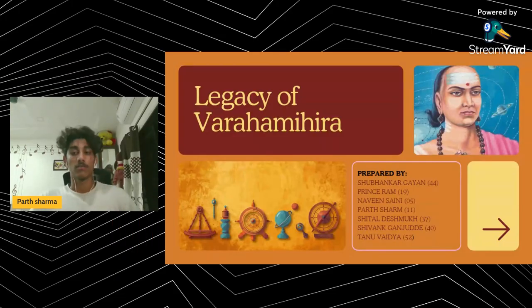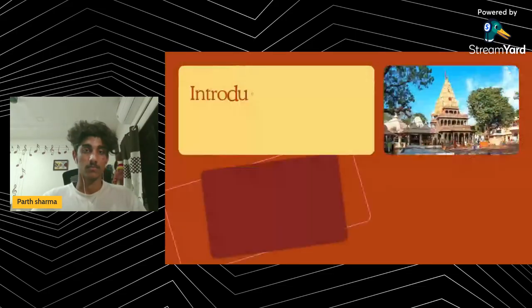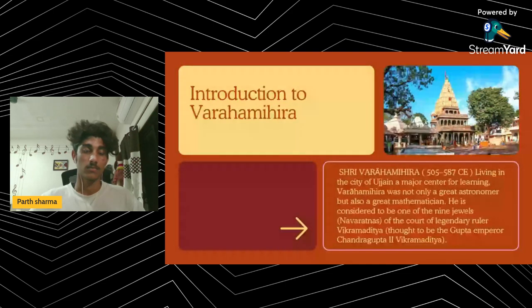Through this presentation, we will dive into Varahmira's contributions and meaningful impact on our Vedic science and culture. Today's presentation explores the remarkable legacy of Varahmira. He was born in the city of Ujjain, a major center of learning. He was one of the most influential scholars of ancient India. Renowned as one of the Navratnas, Varahmira made significant contributions to astronomy, mathematics, astrology, and other fields during the Gupta period.